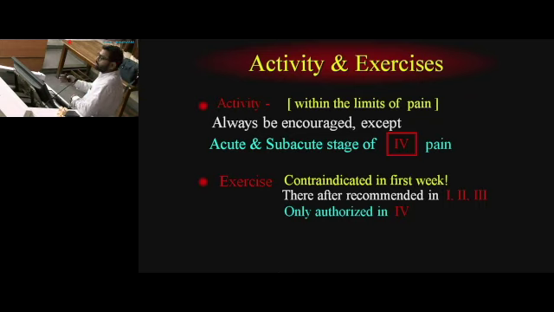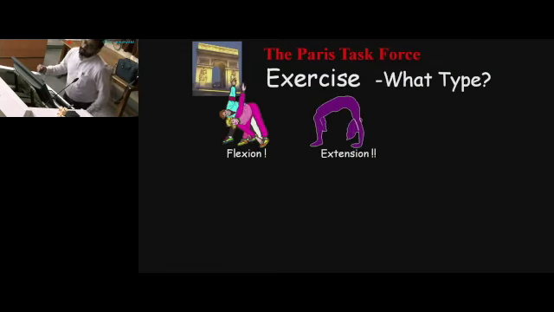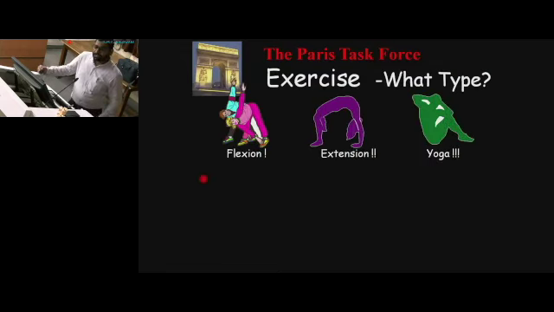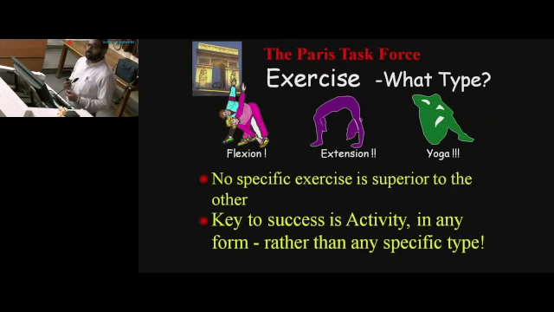We can use those modalities so as to relieve the muscle of the spasm, and then gradually we can start the exercises. The exercises kon-kon si hoti hai? Exercises are flexion exercises, extension exercises, yoga. So usme in Paris task force they have found that no specific exercise is superior than the other. It is dependent on the patient. Patient jisme comfortable, you can start that regime. If he is comfortable with flexion regime, you can start with flexion regime. If he is comfortable with extension regime, you can start the extension regime.